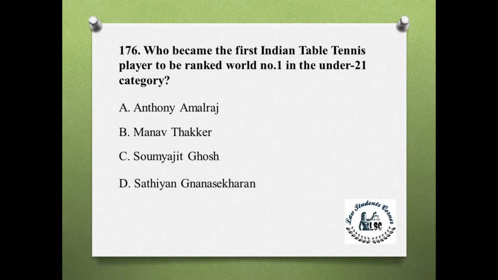Question number 176. Who became the first Indian table tennis player to be ranked world number 1 in the under 21 category? Option A Anthony Amalraj, Option B Manav Thakur, Option C Saumijit Ghosh, Option D Satyan Ganasekaran. Correct answer is Option B Manav Thakur.